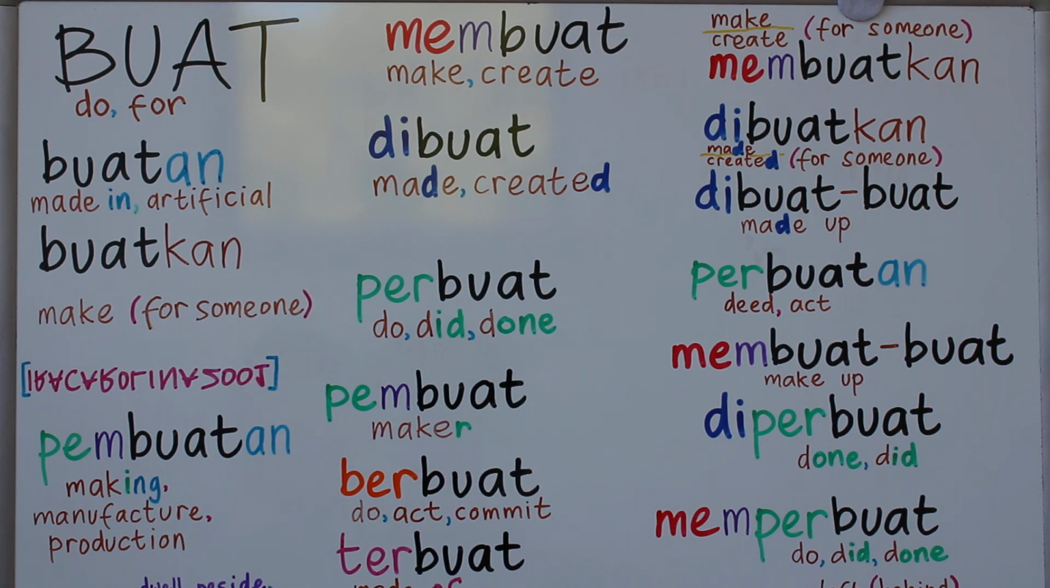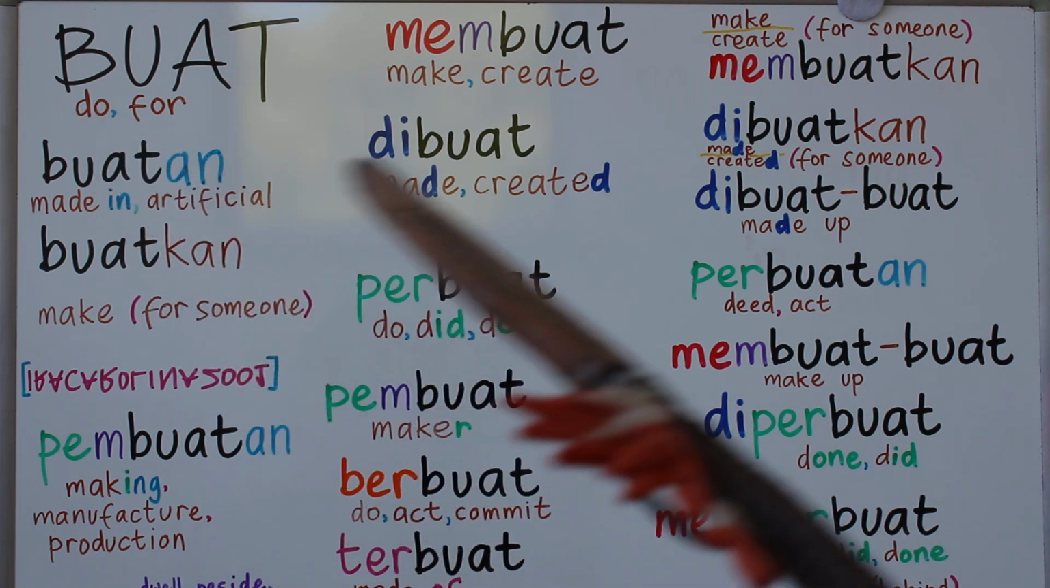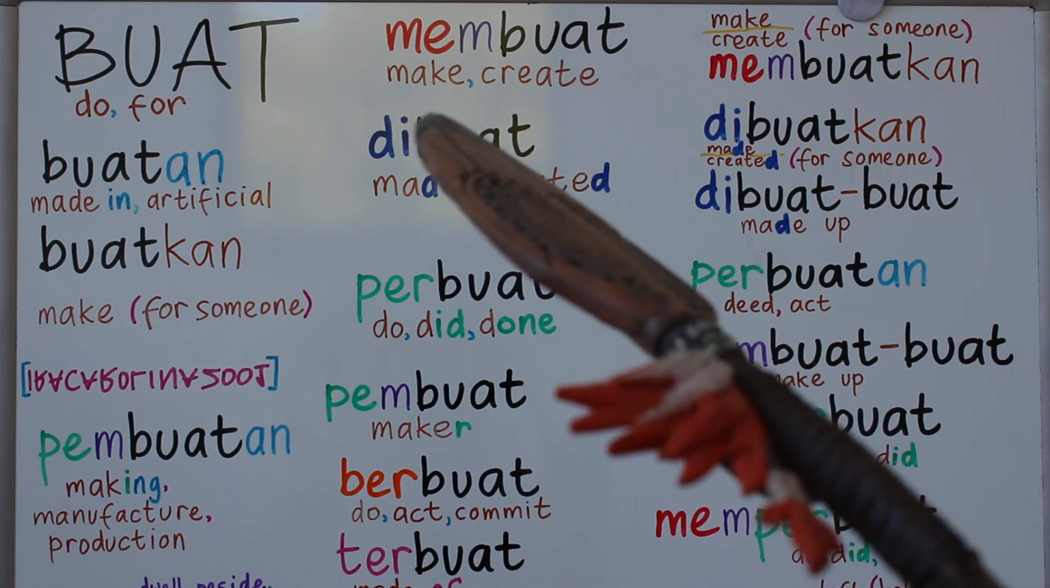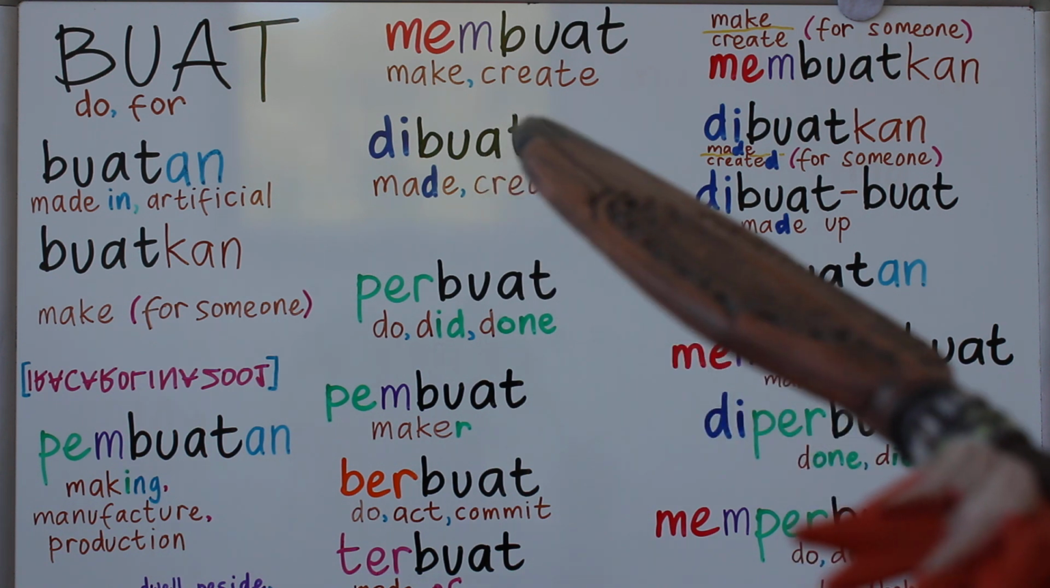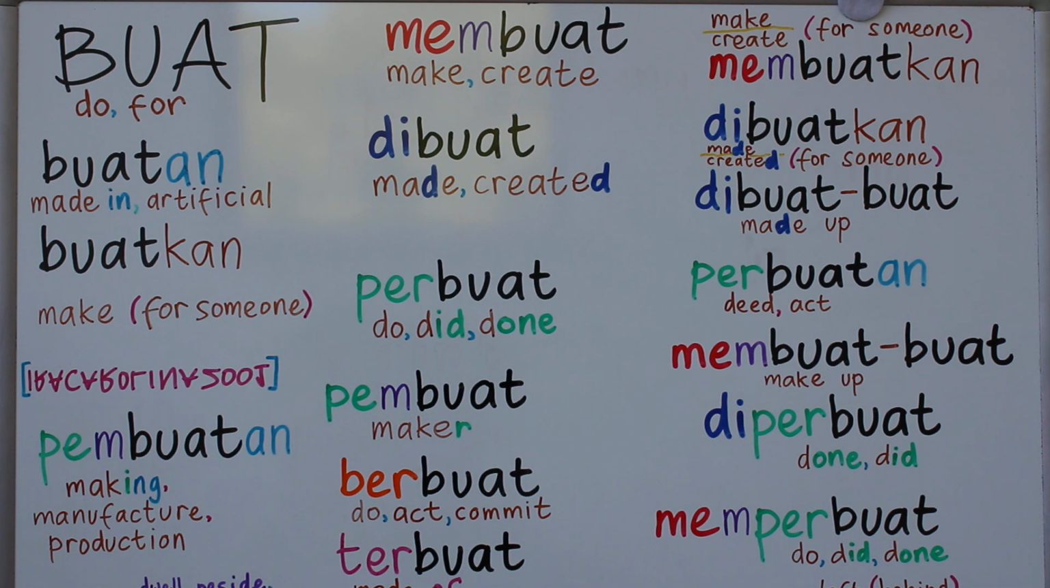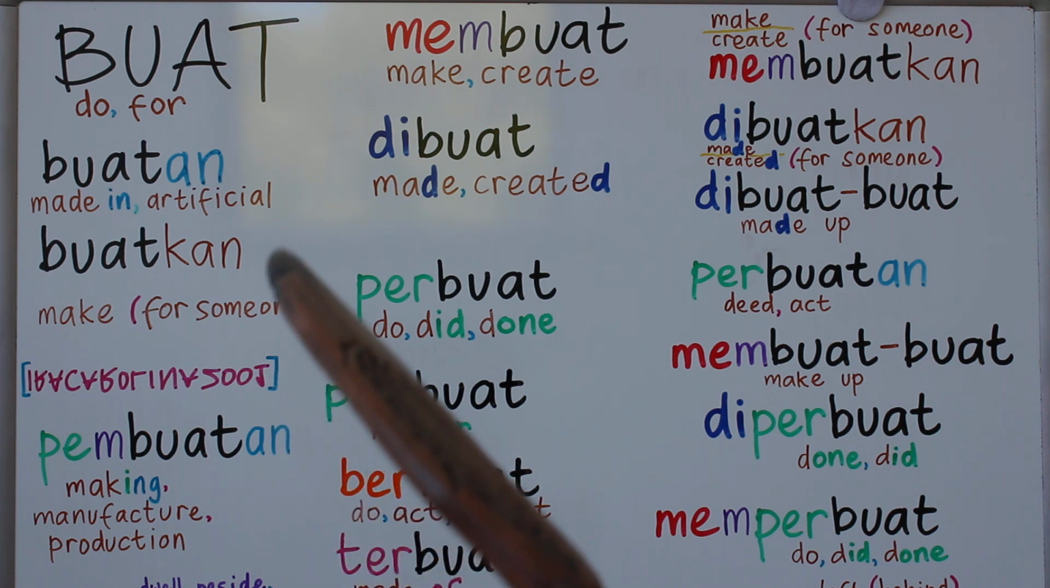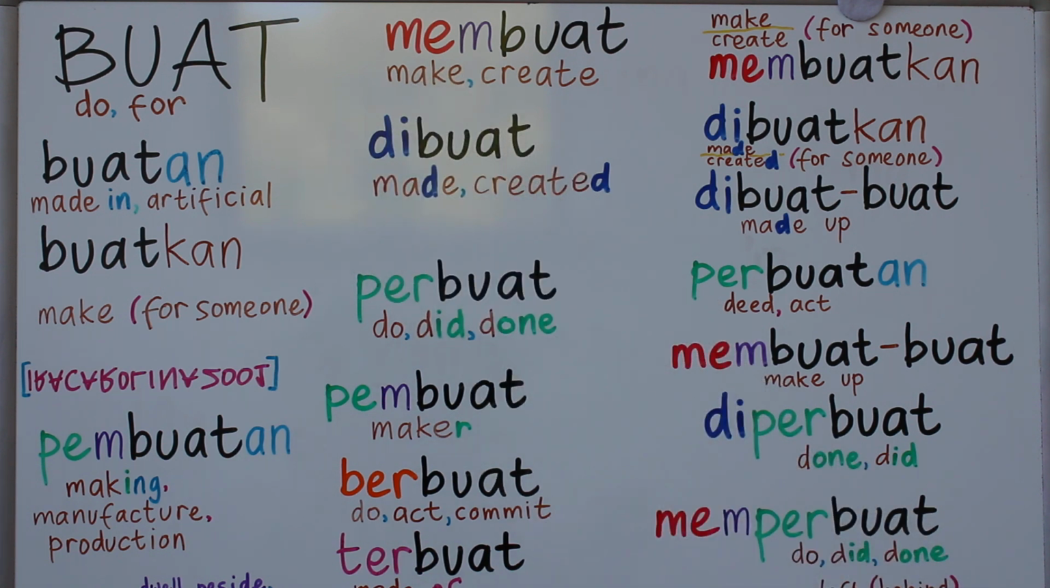I've already made a video about this, the rules, in several videos. I will put the link below. But this is the rule. The initial B, that's why the prefix me becomes mem. Membuat means make or create. This is more into active voice, and for passive voice, we replace the prefix me with prefix di to make it a passive voice. Dibuat, made or created.